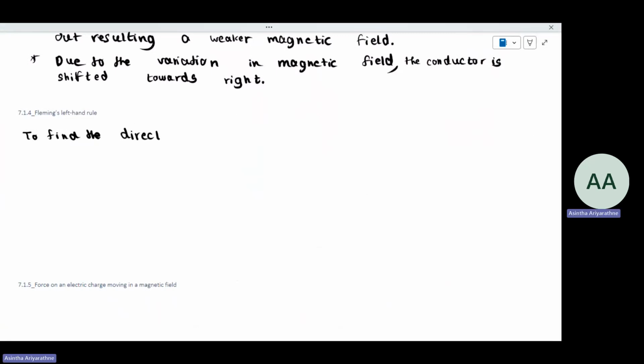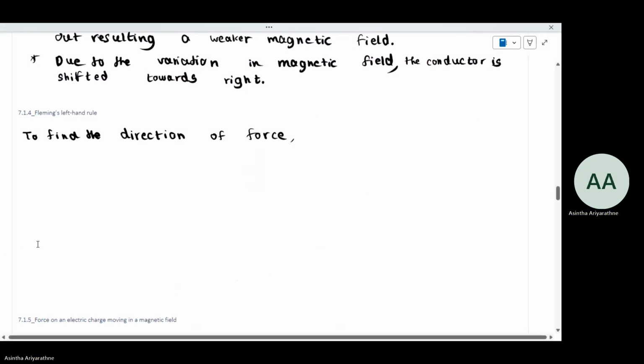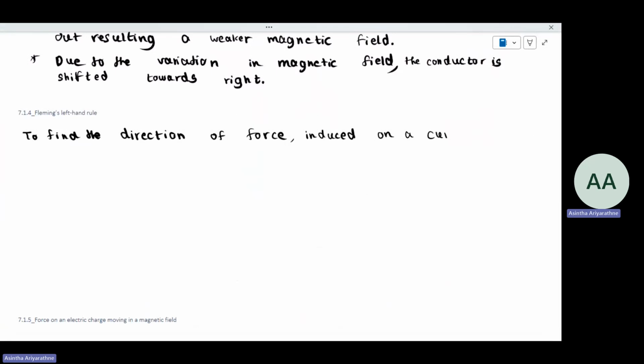To find the direction of force applied, the direction of force used on a current carrying conductor.